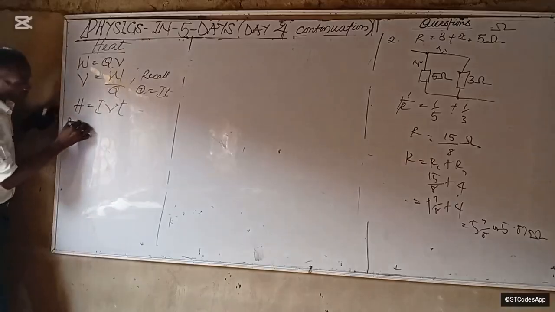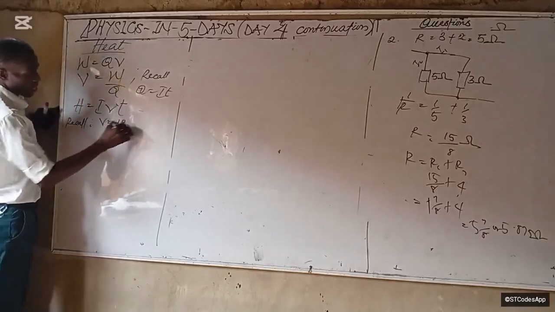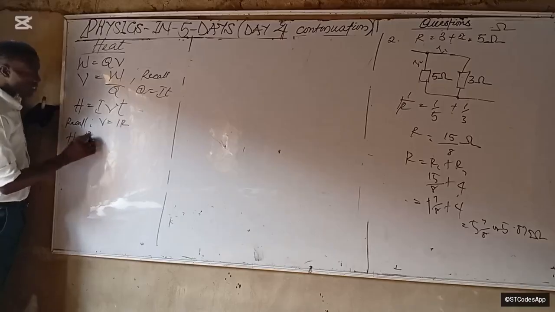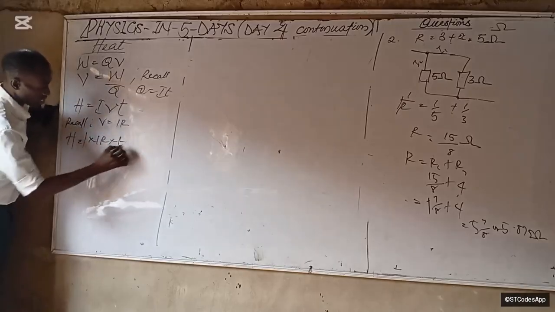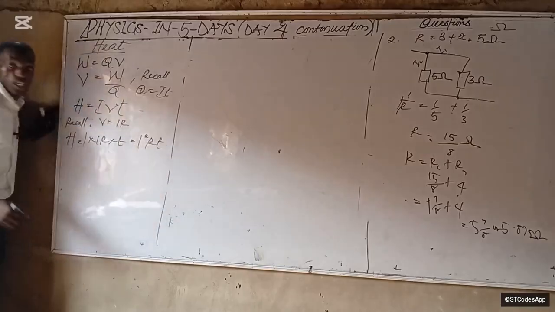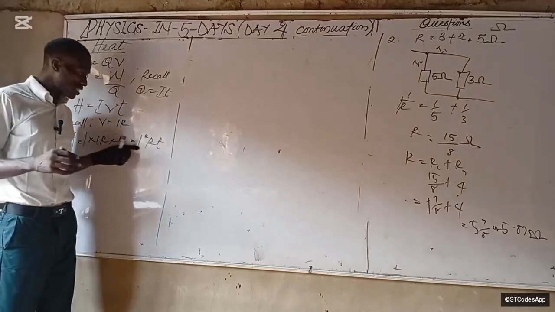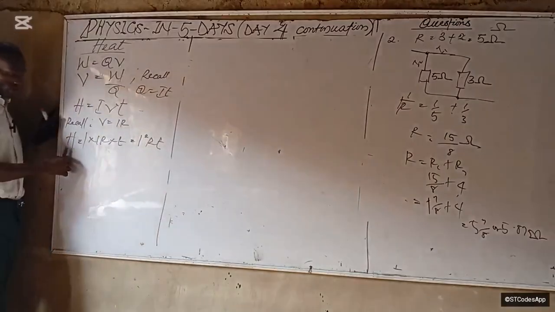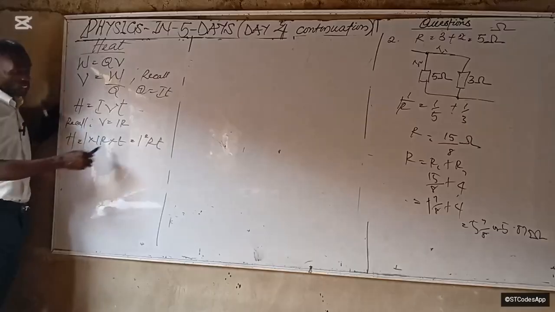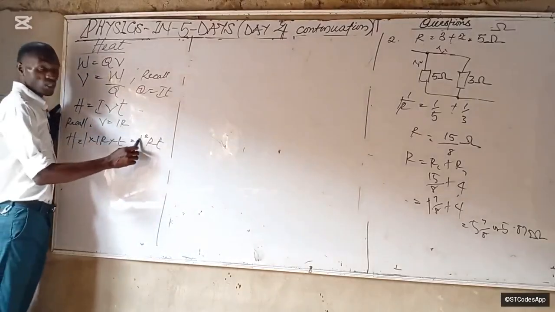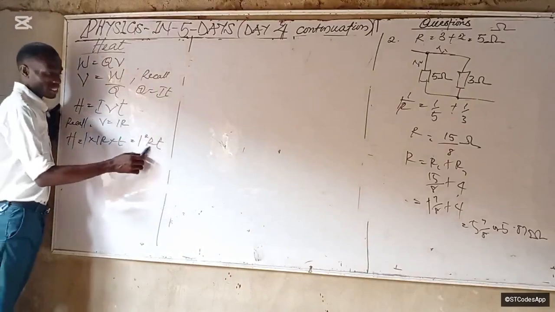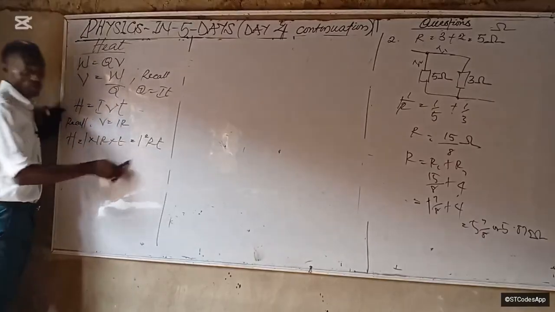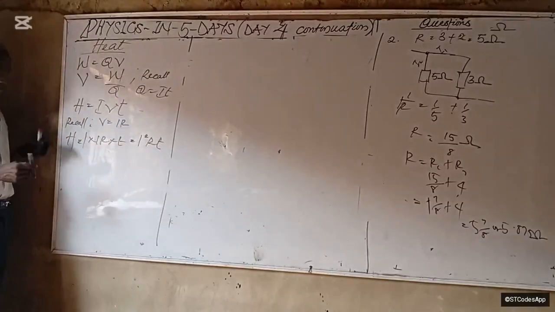So also recall that V takes the form IR, right? So heat is going to be equal to what? I times IR times T. That becomes I squared RT. In fact, this is Joule's law of heating, which states that the total heat energy consumed, or total amount of electrical energy consumed, is directly proportional to the square of the current, the resistance, and the time over which it was consumed. Does that make sense? Okay.